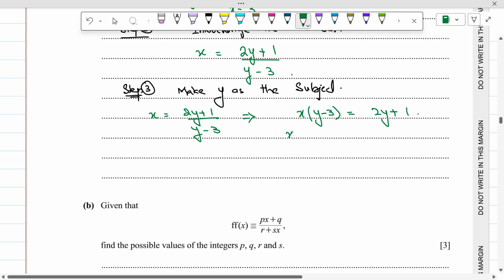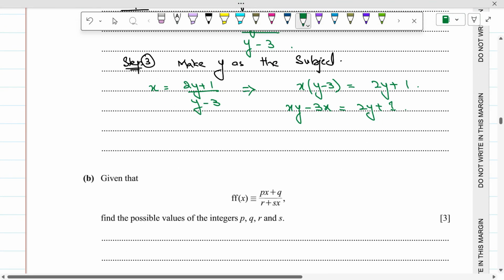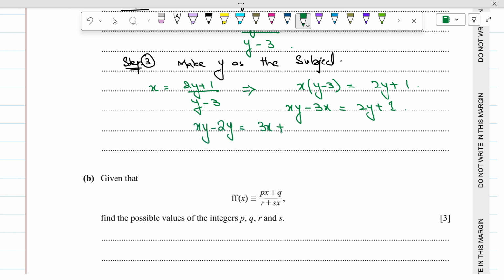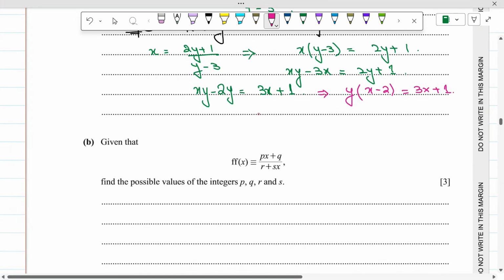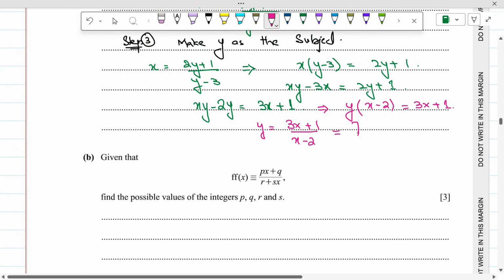Further solving, we will have xy minus 3x is equal to 2y plus 1. We need to find the value of y, so we will move 2y to the left side and 3x to the right side. So we will have xy minus 2y equals 3x plus 1. Taking y common from the left side, y times (x minus 2) equals 3x plus 1. So y is equal to (3x plus 1) over (x minus 2), which is equal to f inverse of x, which was required.